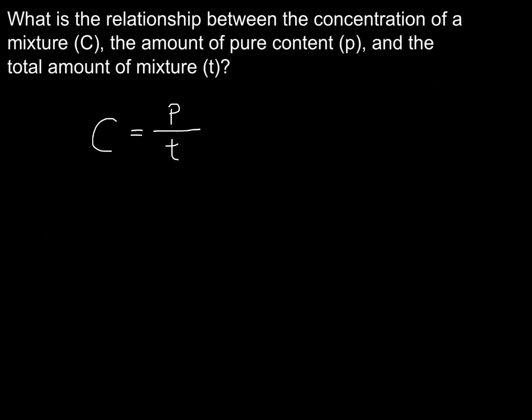Okay, so to give us just a really brief example, let's say that I have 10 liters of lemonade, and in those 10 liters I have 2 liters of pure lemon juice. So my concentration in this case, I have 2 liters of the pure lemon juice, 10 liters total, so my concentration is going to be 0.2 or 20% concentration.